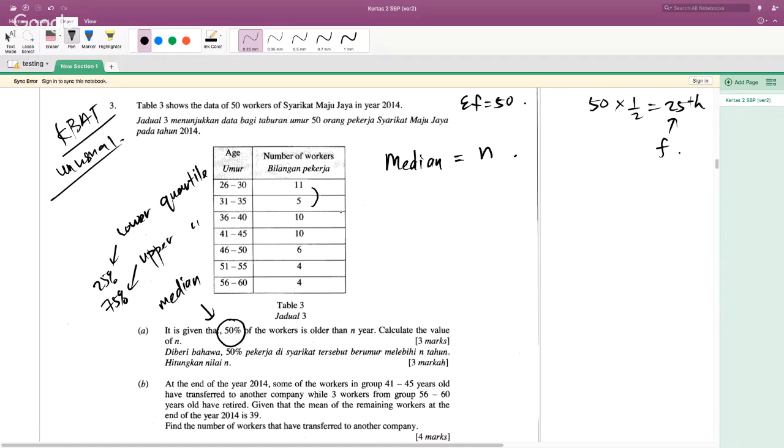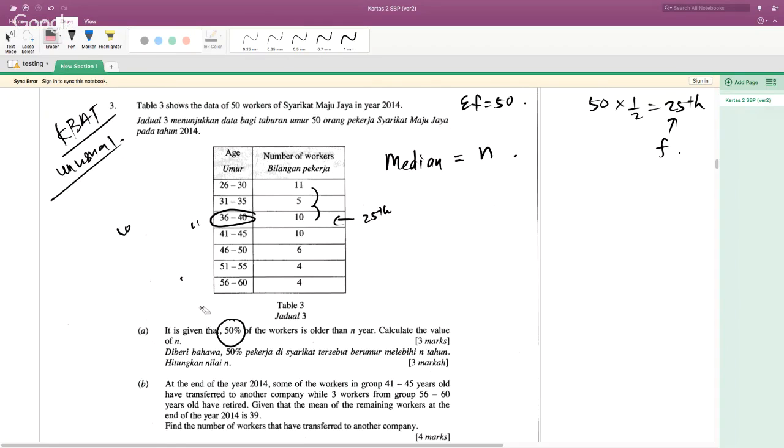11 plus 5 is 16. 16 plus 10 is 26. So that means I know 25 actually is inside this class, 36 to 40. So therefore, since I know this one is the so-called median class, I can just apply my formula for it.